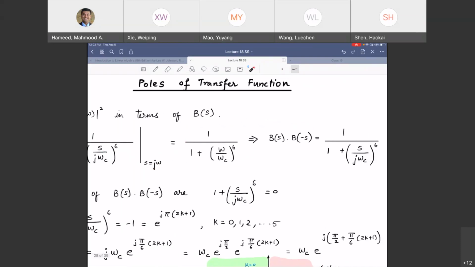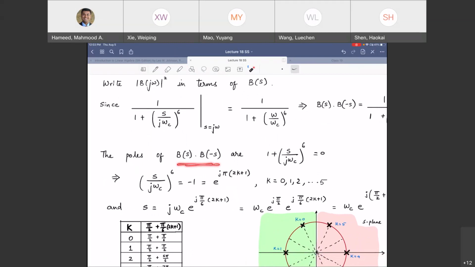The coefficients are defined by C0 and C6. We are combining that in omega c, which implies that you took B of j omega and multiplied by B conjugate of j omega. In the Laplace domain, what is that? B of s multiplied by B of minus s. So B of s multiplied by B of minus s is going to give you this transfer function.